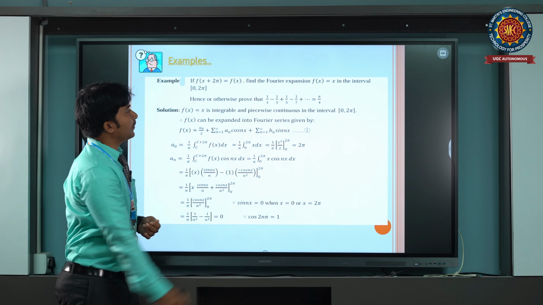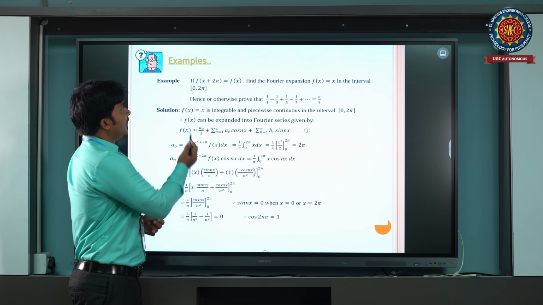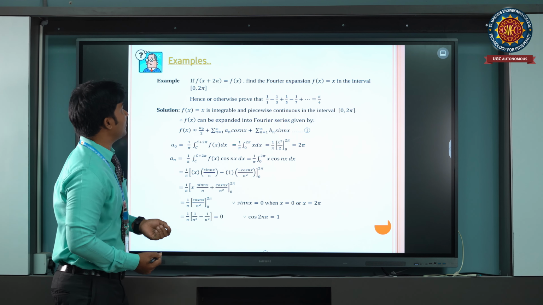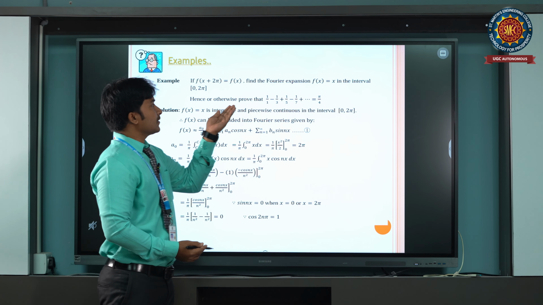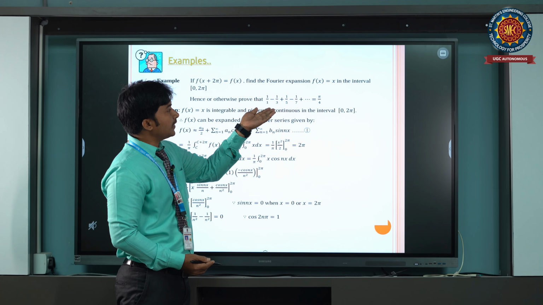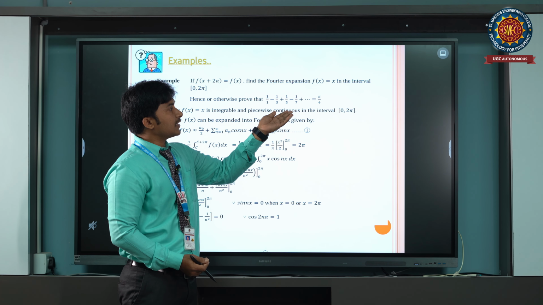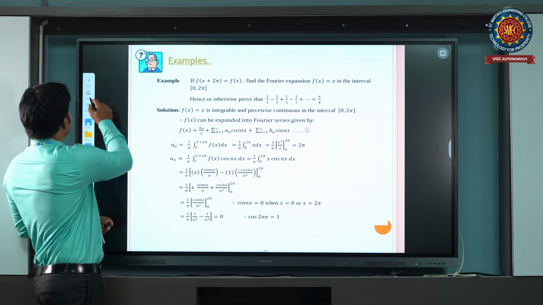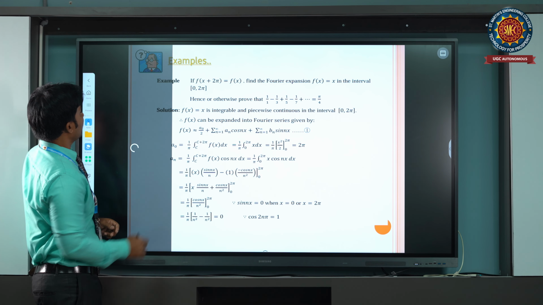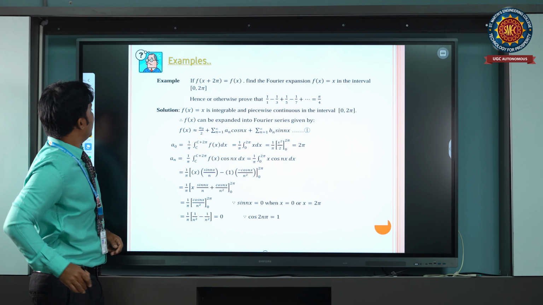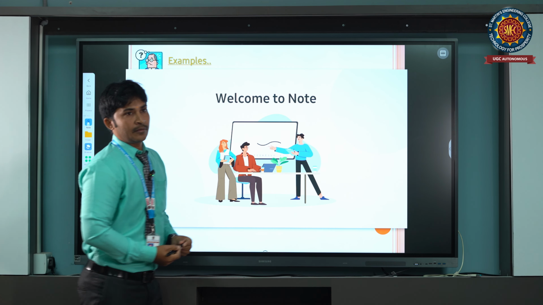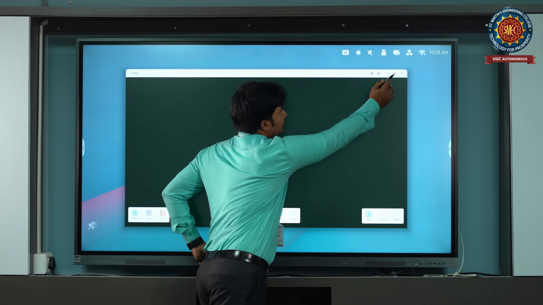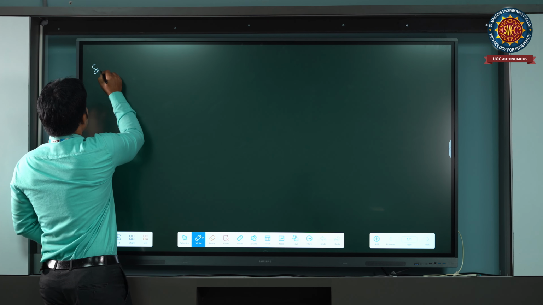And let's take one example. If f of x plus 2 pi equal to f of x, find the Fourier expansion of f of x in the interval 0 comma 2 pi. Hence or otherwise prove that the series 1 minus 1 by 3 plus 1 by 5 minus 1 by 7 plus so on equals pi by 4. To solve this problem, by using notepad, the given function is the solution.